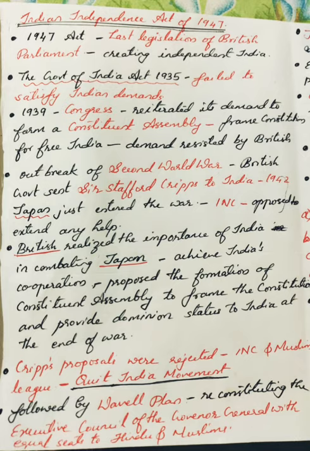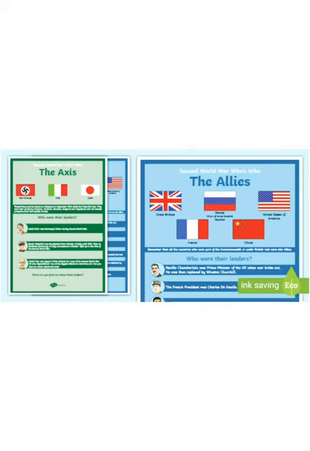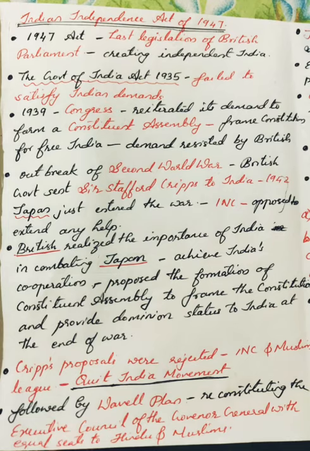With the outbreak of the Second World War, outbreak in the sense of the sudden occurrence of the Second World War, the British government sent Sir Stafford Cripps to India in 1942 when Japan just entered the war. Do you know why the British government sent Sir Stafford Cripps to India? The reason is that the Britishers wanted Indians to join the World War to fight against the Axis countries. As you are all familiar, the Axis were Germany, Italy, Japan, whereas the Allies were UK, USA, USSR, France, China.